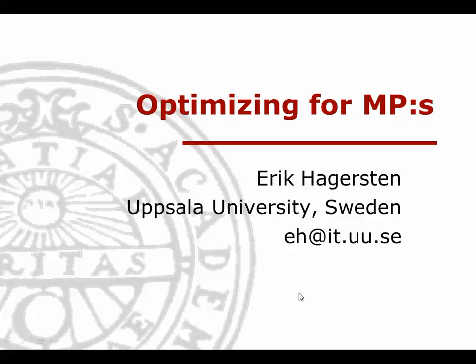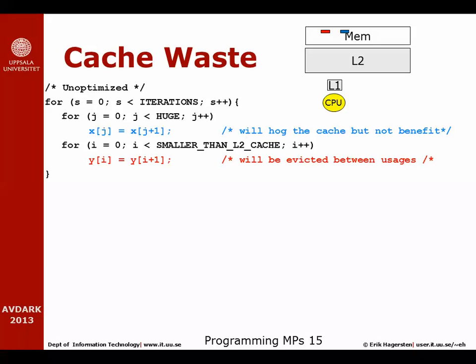Now we're going to look at a couple of different ways to optimize an already parallel execution. First, we're going to look at an old trick that we discussed already when we talked about caching. We're going to talk about cache waste.